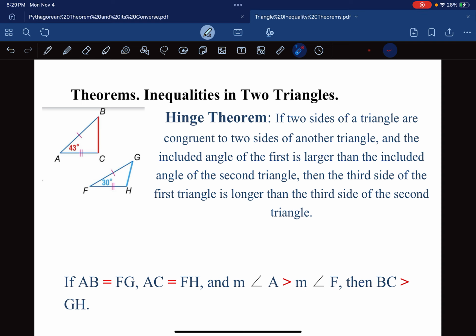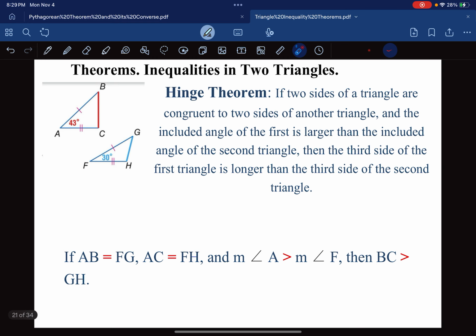Now let's talk about the hinge theorem. So the hinge theorem, make sure you copy this. Go ahead and read it and copy the notes that I underline. Those are the ones that need to be filled in into your paper. And go ahead and read this theorem.